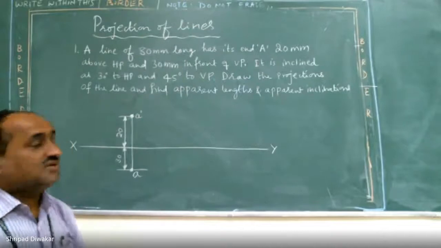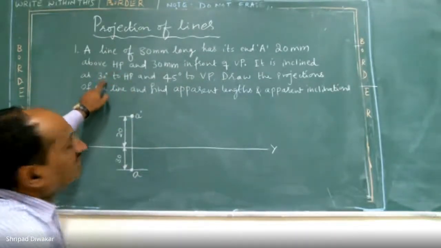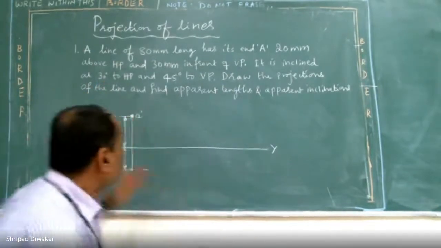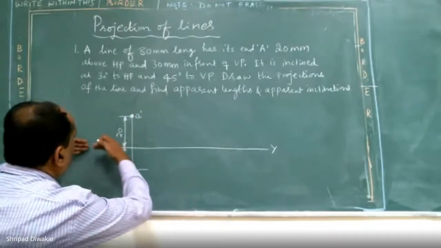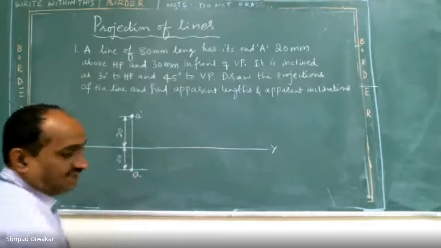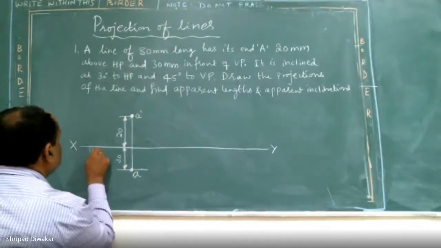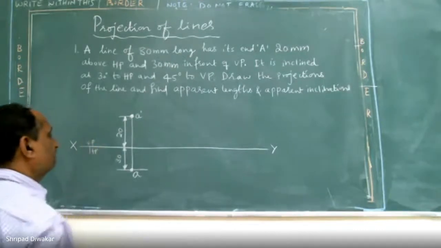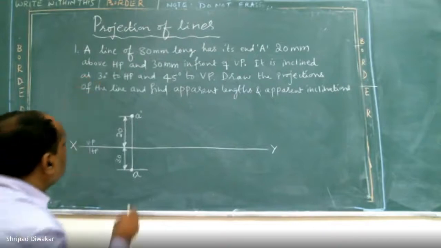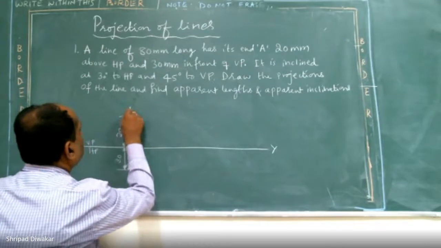Next step. You see, my line is inclined at 30 degree to HP. Okay, you remember, whatever the plane above the reference line is HP and below this one is VP. Representation is like this. You have to represent this HP and this is VP. So my line is inclined at an angle of 30 degree to HP.